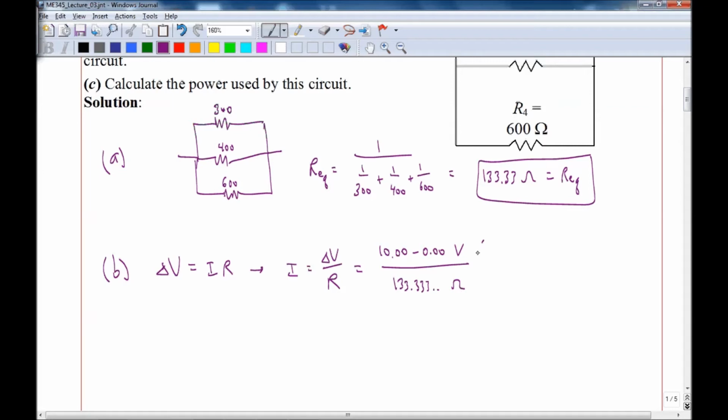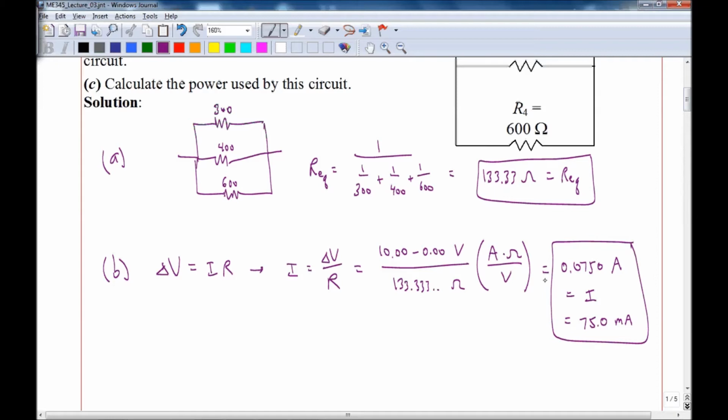133.333 ohms. The unity conversion factor, which is equal to 1, so we can multiply amp times ohm is a volt, and so we get 0.0750 amps, and that is our current, or 75.0 milliamps, giving our answer to 3 significant digits.